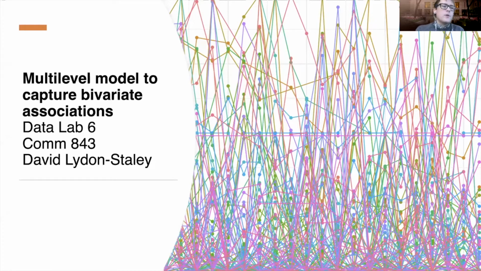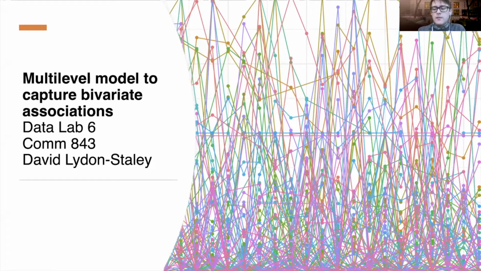For Comm843, we're going to look at a multi-level model to capture bivariate associations, so the association between two variables. I'm going to be focusing on curiosity and happiness, as I have throughout the data lab, but you can feel free to think about two variables that you've been working with throughout the course or other ones in the data set that you want to tackle.